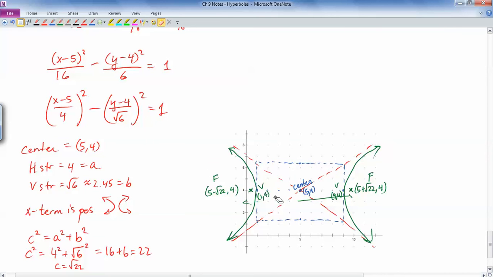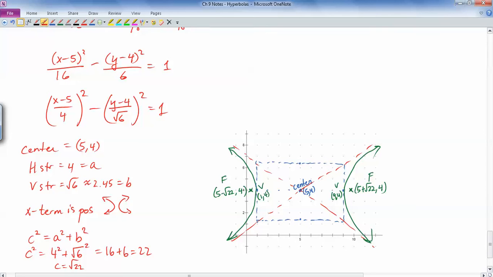I'll move that a little bit closer. Let me get rid of these arrows here. And if you wanted to convert that to decimals, that's fine with me. I'm not going to be picky. Let's see, what else? Oh, the asymptotes.